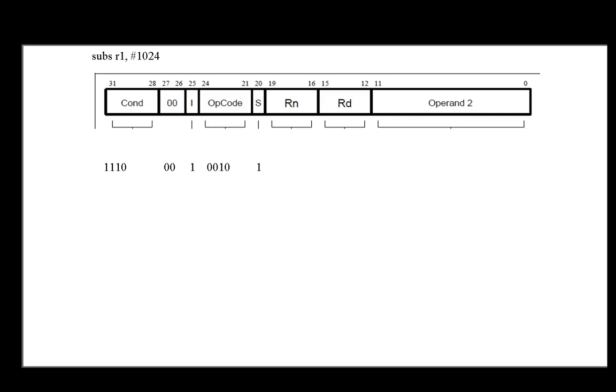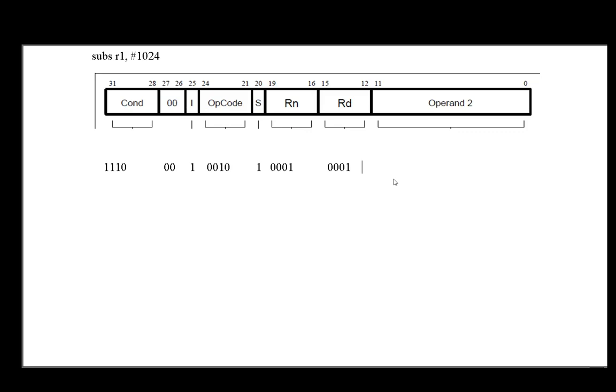Now the first operand for this instruction is R1. I'm essentially subtracting a number from R1 and storing it back into R1, and 1 in binary is just 1. The destination register is also register 1. Now the question is, how do I implement 1024?